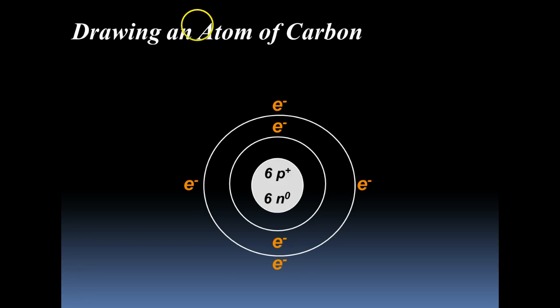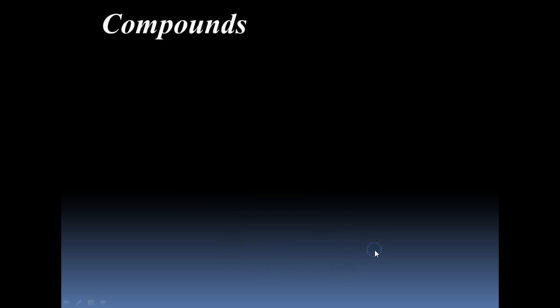So here's another picture of a carbon atom and what it might look like. It's got 6 protons, 6 neutrons, and it has 6 electrons. 1, 2, 3, 4, 5, 6. This has a neutral charge. It would not have a positive or a negative charge.